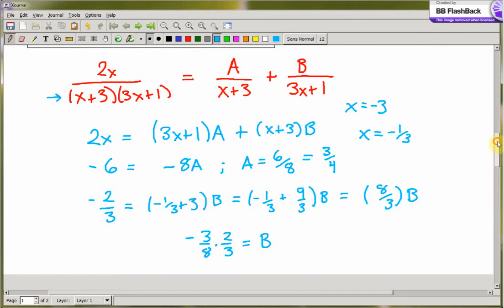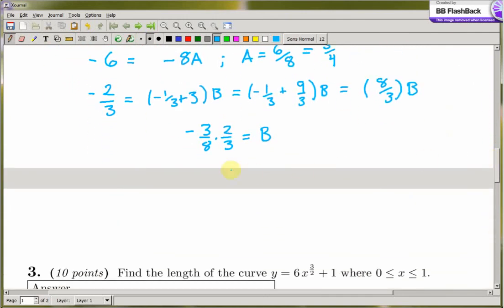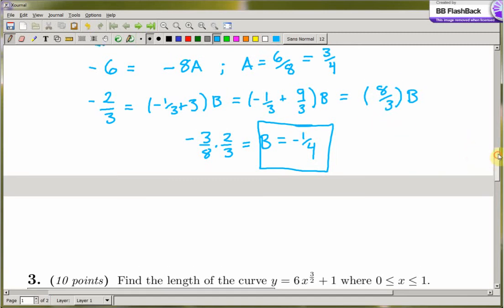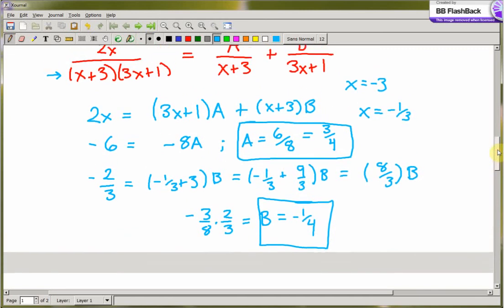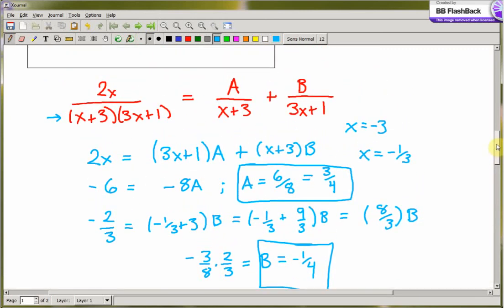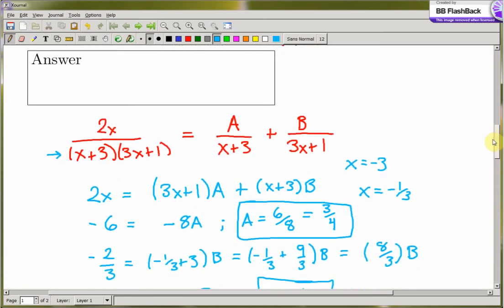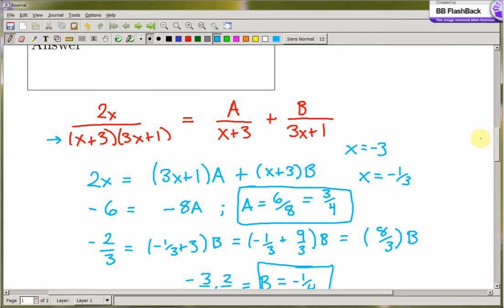Alright, so cancel those 3's, and you get that b is equal to -1/4. Not too hard, right? A is 3/4 and b is -1/4. So now the dream has come true. This complicated thing that we wanted to integrate, we can now write in this much simpler way.